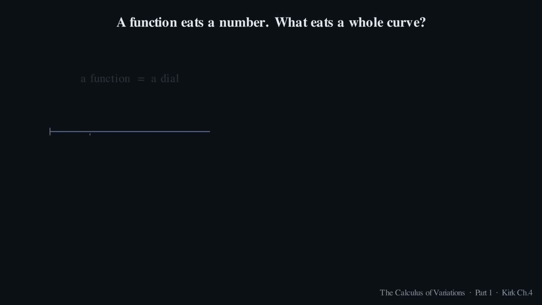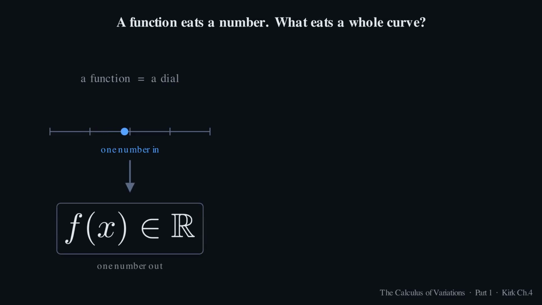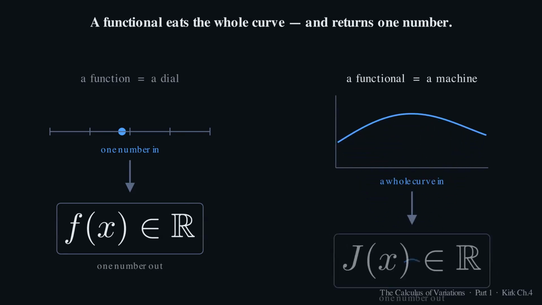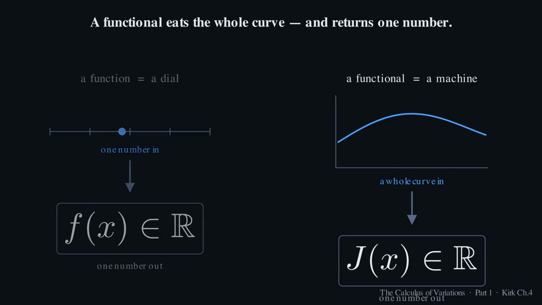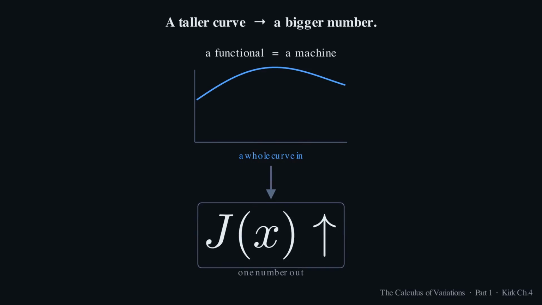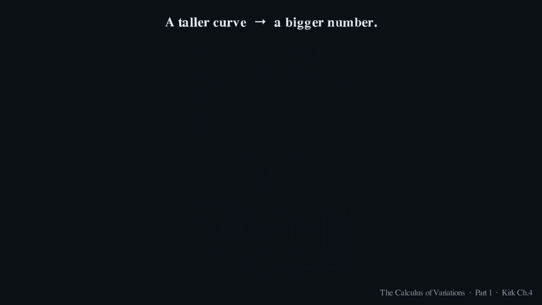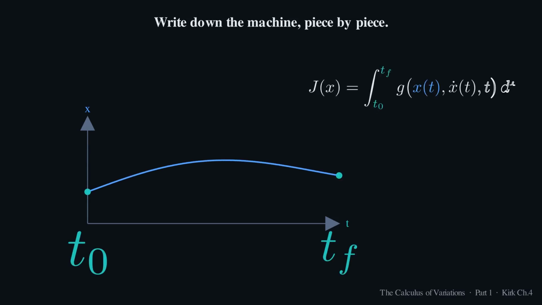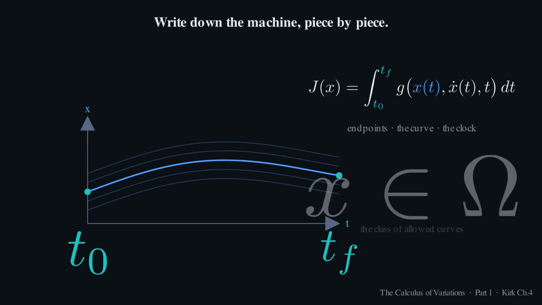A function takes a number and hands you back a number. Turn the dial, read the output. A functional is hungrier. You feed it a whole curve and it hands back a single number. Here's the machine. J of x integrates g, which depends on the path x of t, its slope x dot, and the clock t, from the start time t naught to the final time t f. Endpoints, the curve, the clock. That's all g ever sees.